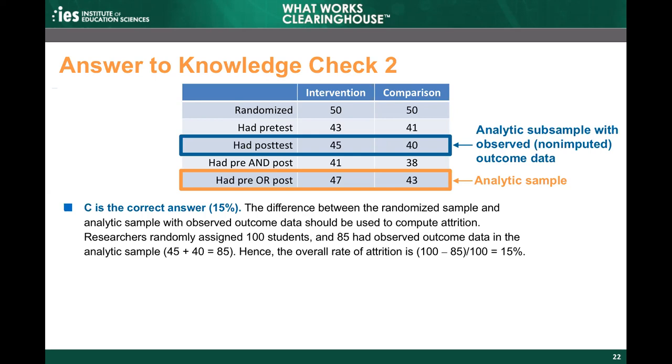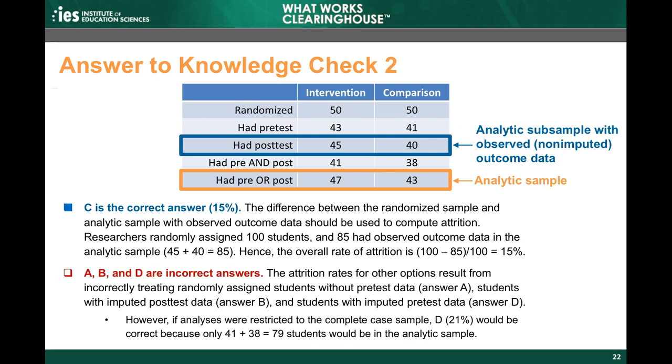And so walking through that, the difference between the randomized sample and the analytic subsample that has observed outcome data should be used to compute attrition. In this case, the full randomized sample is 100 students. 85 students had observed outcome data, that's 45 plus 40, as shown in the highlighted blue box. And so the difference between those is 15 students. 15 students in the analytic sample did not have observed outcome data, and therefore overall attrition is 15%.